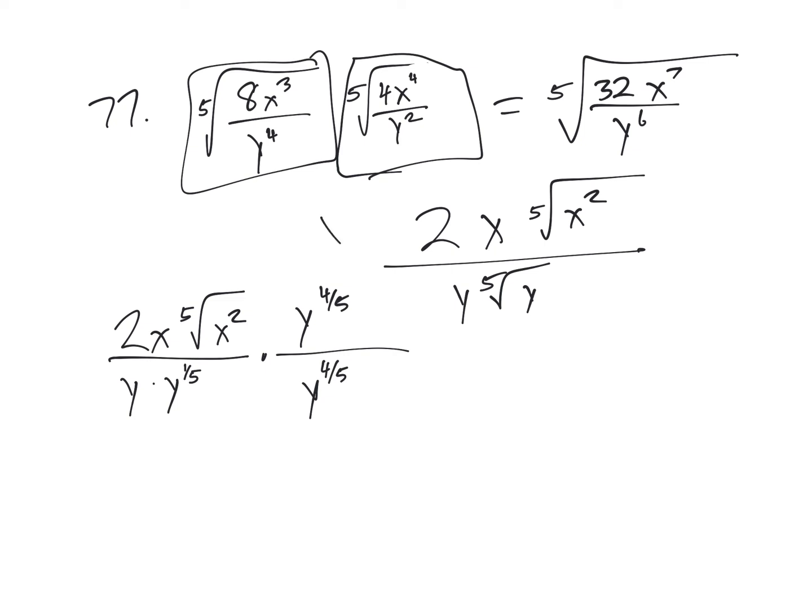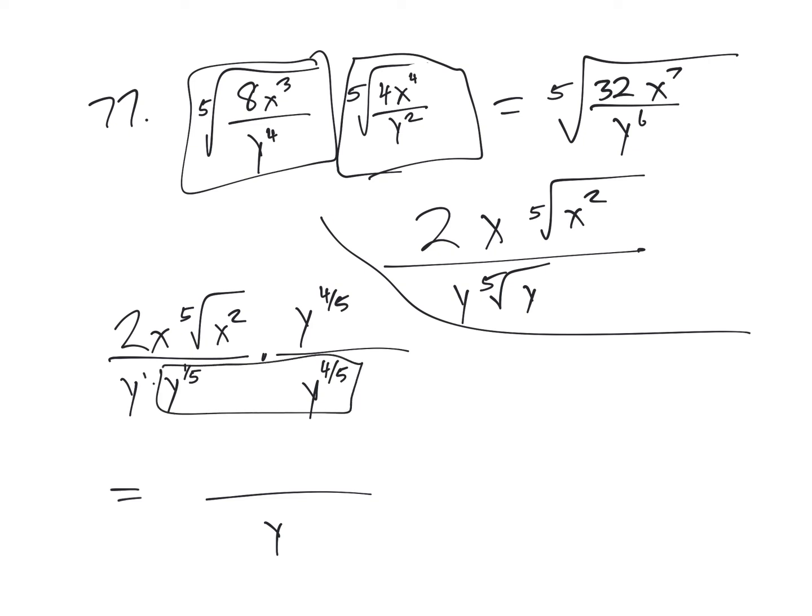So what do you have on the bottom then? So these two go together to make y to the first, and you already have a y to the first there, so that's y squared. Two x and the fifth root of x squared y to the 4th. Y to the 4/5 is the fifth root of y to the 4th. Now you are done.